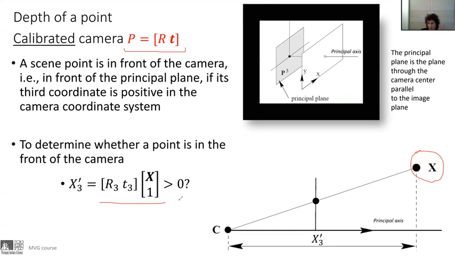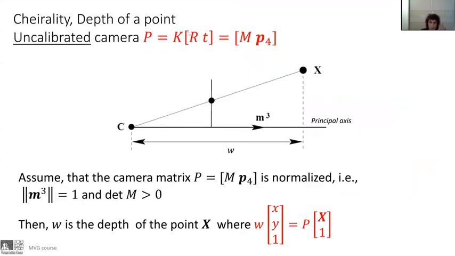And this is fine. I hope everybody understands it now. But what happens if I would like to understand if the point is in front of the camera where the camera is uncalibrated? What do I mean by uncalibrated? Uncalibrated means that I do not know the internal calibration matrix K, which means that what I get is a 3 by 3 matrix and a fourth column, okay? That's what I see.